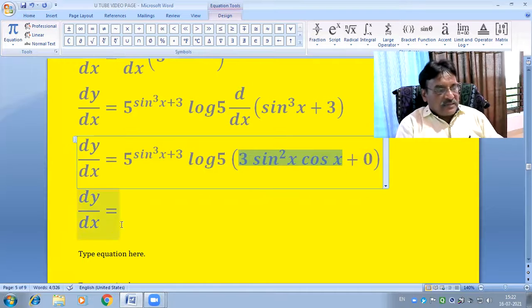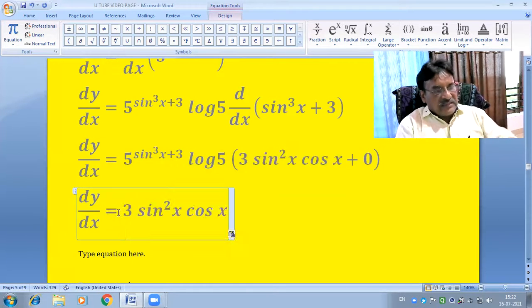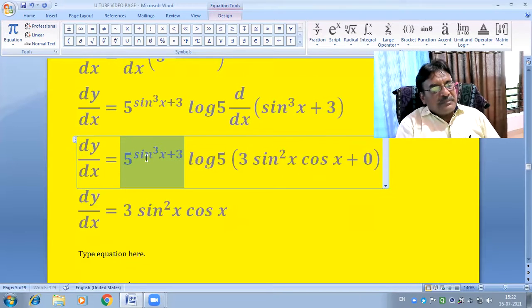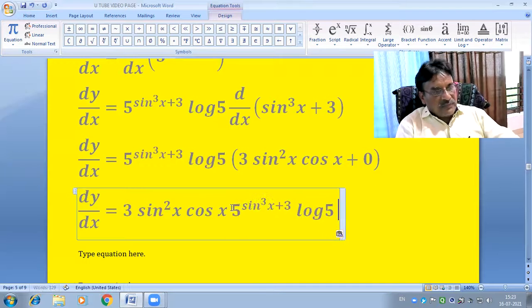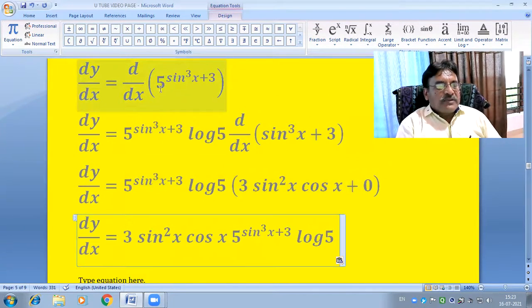So this is here as it is. We write this here into 5 to the power sine cube x plus 3 into log of 5. So we write this into log 5. And this is the derivative of the function 5 to the power sine cube x plus 3.